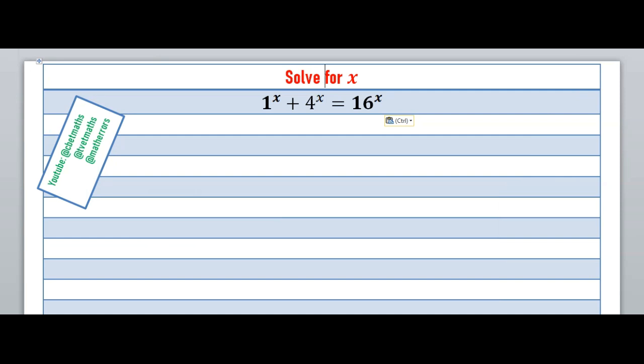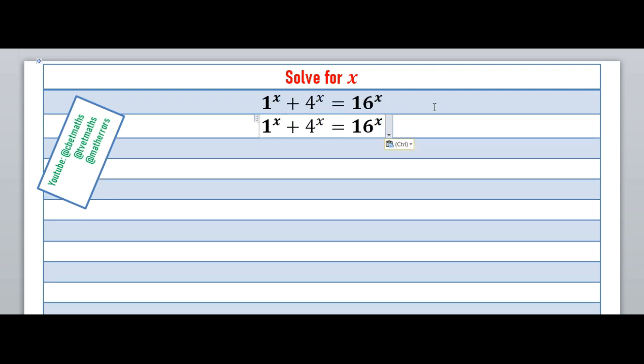Solve for x: 1 raised to power x plus 4 raised to power x is equal to 16. Now, how do we solve for x in this problem? The first thing we do is divide all through by 16 raised to power x.